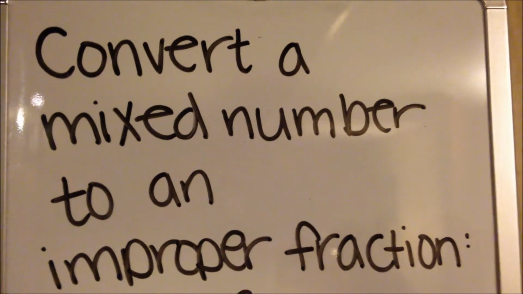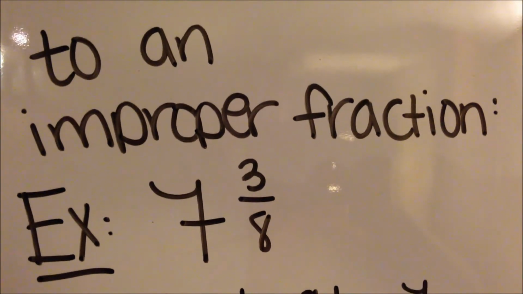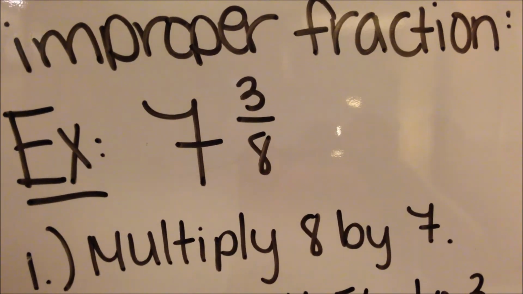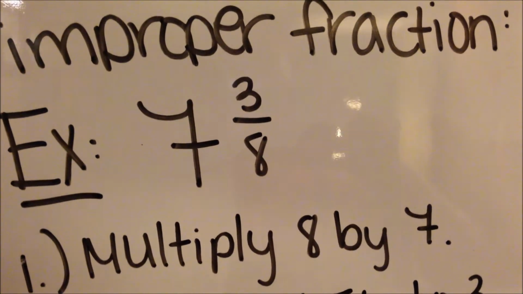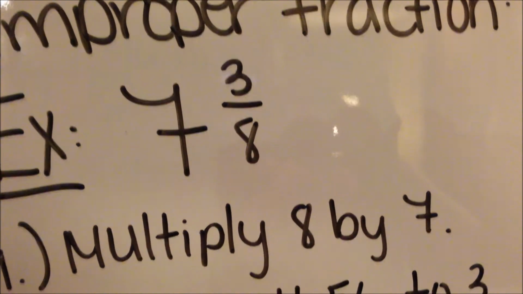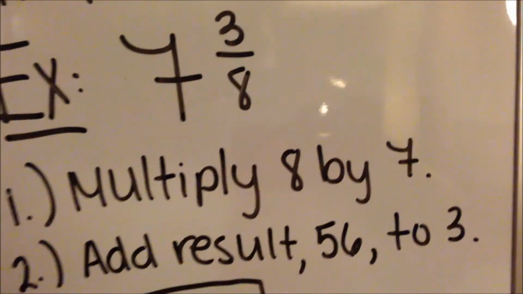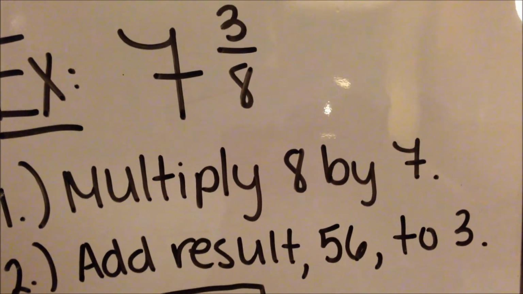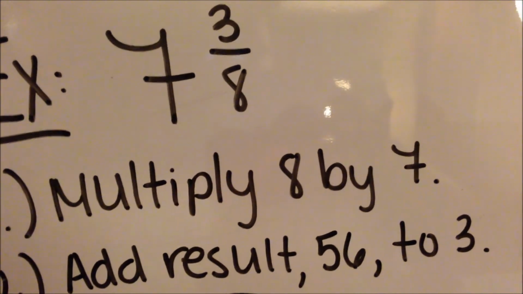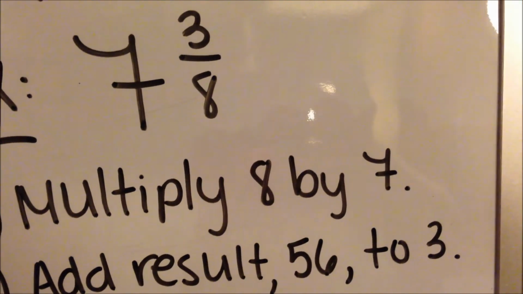Now let's convert a mixed number to an improper fraction. For example, let's convert 7 and 3/8 to an improper fraction. There's 2 steps involved. The first step would involve multiplying the denominator of the fraction by the whole number. So in this case, you would take the number 8 times the 7, which gives you 56. Then the second step would be to add that result, whatever you get, to the numerator of the fraction. So in this case, our result was 56, and we're going to add it to 3. We end up with a result of 59.